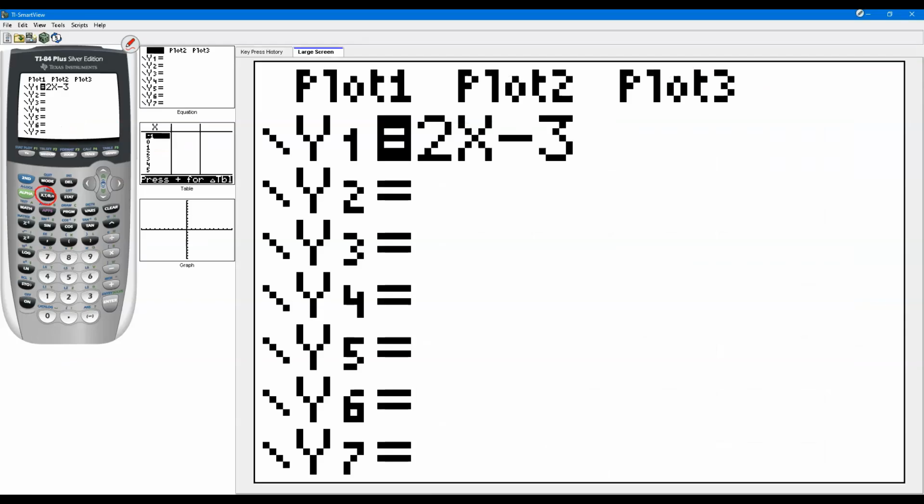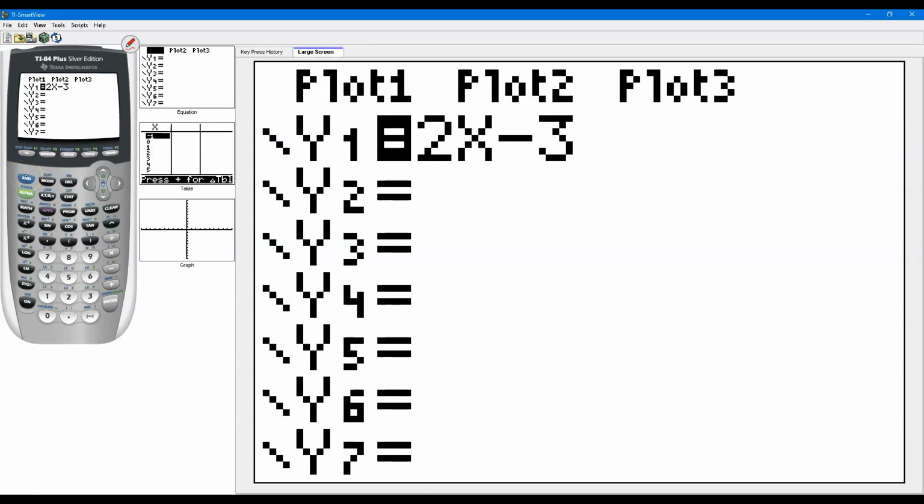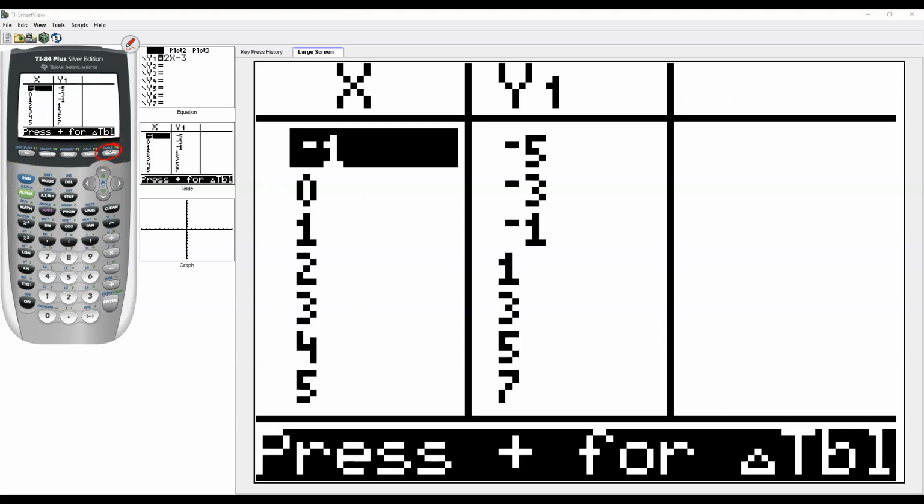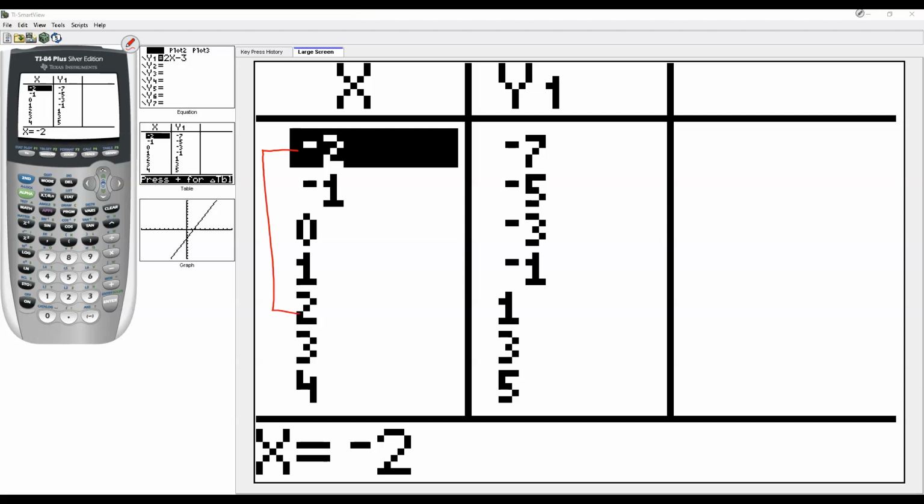After you type it in, we're going to hit second and table. Table's over here on the graph button, so second table. Now, your table of values might be at a different location than mine, but you can use your keypad over here to navigate the x column. We want to go from -2 to +2.